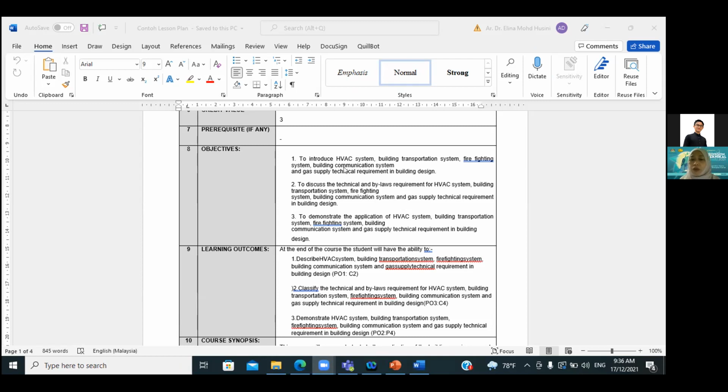The objective is to introduce a consistent building transportation system, firefighting, building communication, and gas supply technical requirements. Okay, we can already decide and we already know what kind of aircon system to be applied in the buildings. We already learned about the buildings according to the height, which system we must use according to the building bylaw.